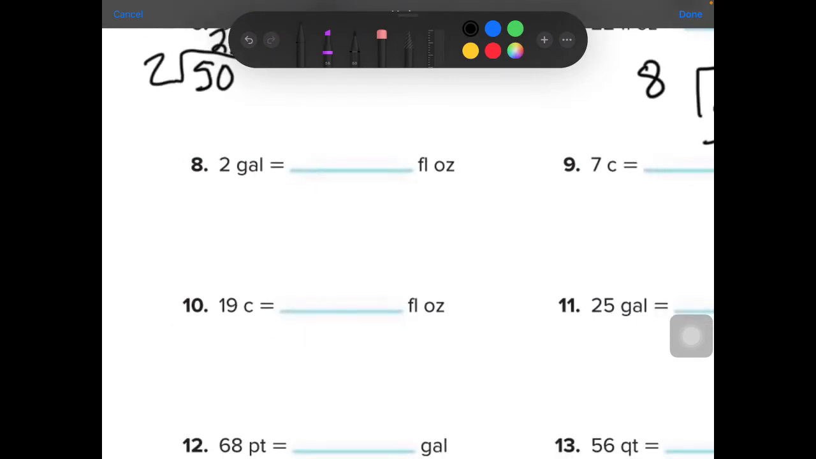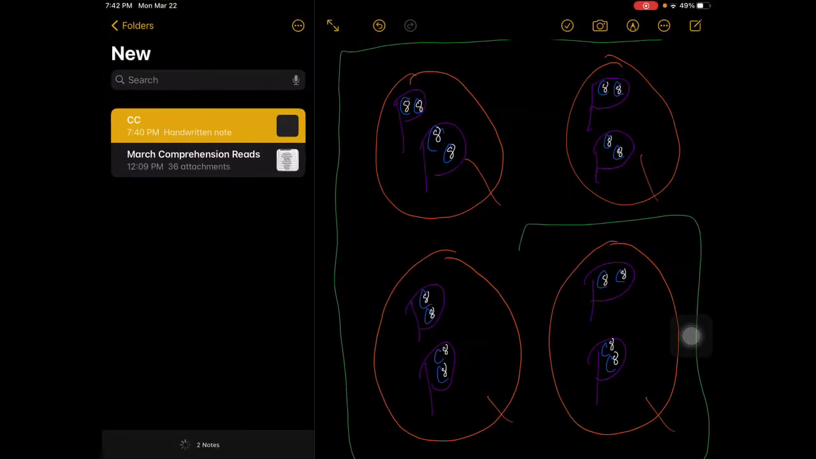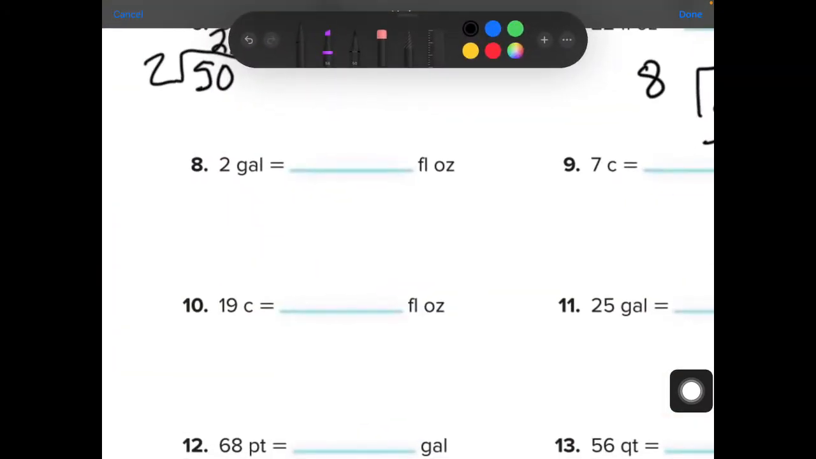Number 8, I have 2 gallons equals how many fluid ounces? Well, let's kind of look at our poster. 1 gallon has 1, 2, 3, 4, 5, 6, 7, 8, 9, 10, 11, 12, 13, 14, 15, 16. 16 times 8. Okay, so I'm going to do 16 times 8, and it would be 128. Plus 128 because there's 2 gallons.